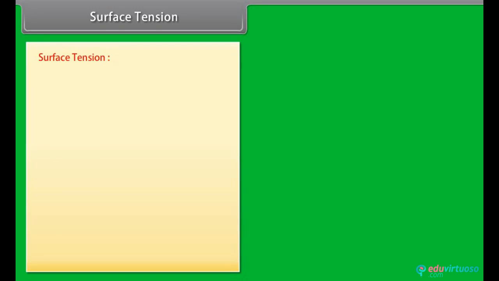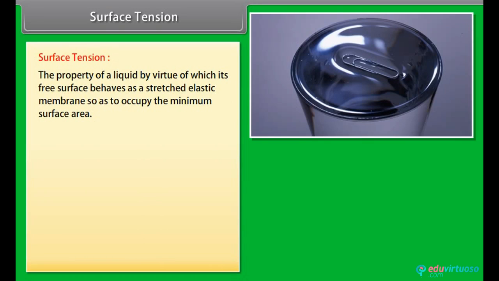Surface tension. Surface tension is the property of a liquid by virtue of which its free surface behaves as a stretched elastic membrane so as to occupy the minimum surface area.